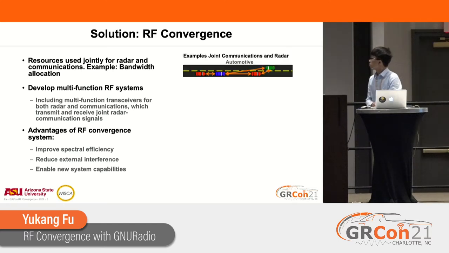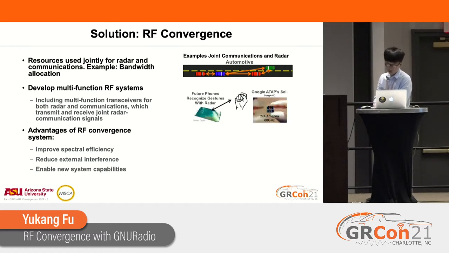So there are several automobiles. It can detect the distance between vehicles using the radar from the pre-collision system, and it can also receive communication signals at the same time. For example, if another car wants to change lanes, it can receive the information, stop accelerating, and let it in.